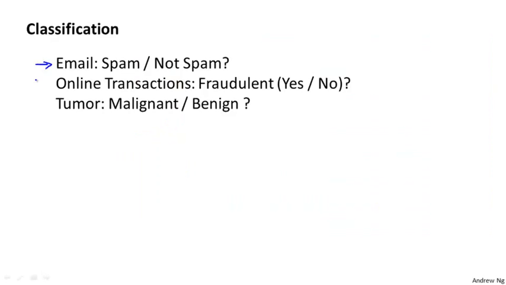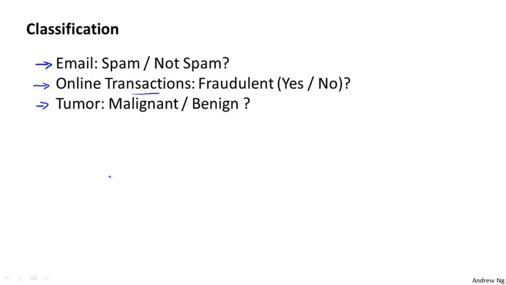Earlier we talked about email spam classification as an example of a classification problem. Another example would be classifying online transactions. If you have a website that sells stuff and you want to know if a particular transaction is fraudulent or not, whether someone is using a stolen credit card or has stolen the user's password, that's another classification problem. And earlier we also talked about the example of classifying tumors as cancerous, malignant, or as benign tumors.